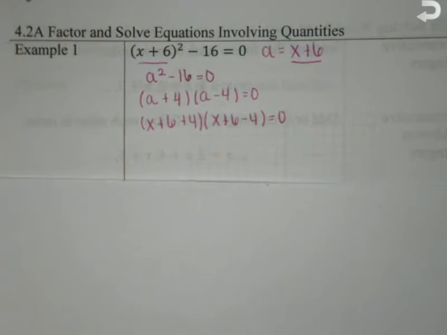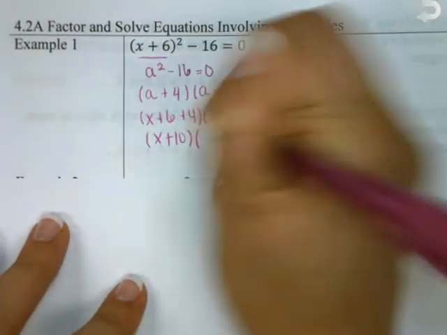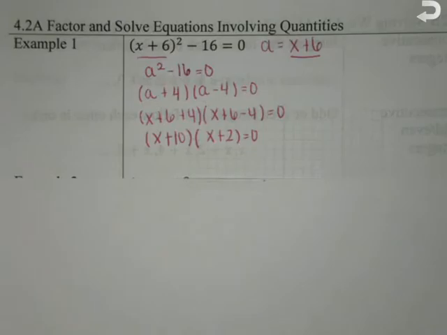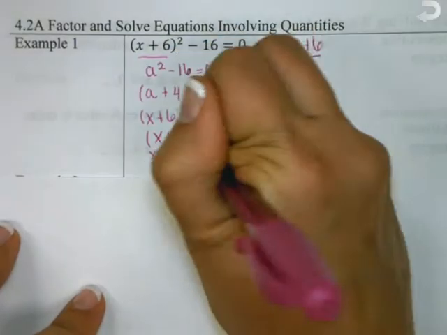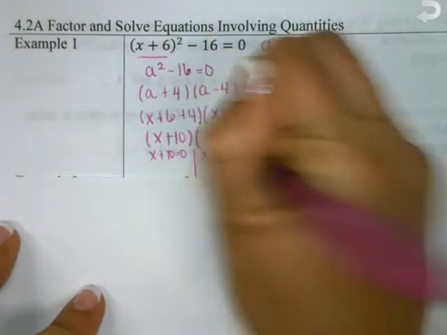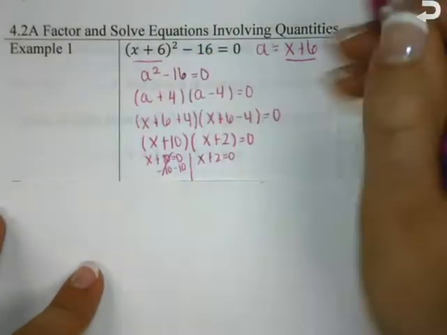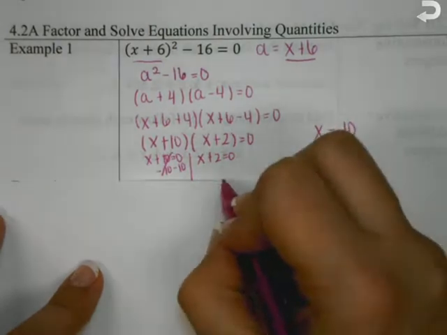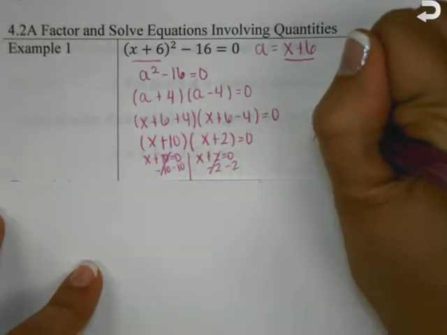So simplify this. So that's going to give me (x plus 10) times (x plus 2) equals 0. Now I can set each factor equal to 0. So I have x plus 10 equals 0 and x plus 2 equals 0. So on the left we subtract 10 from both sides and that gives me x equals negative 10. On the right we subtract 2 from both sides. So that gives me x equals negative 2.